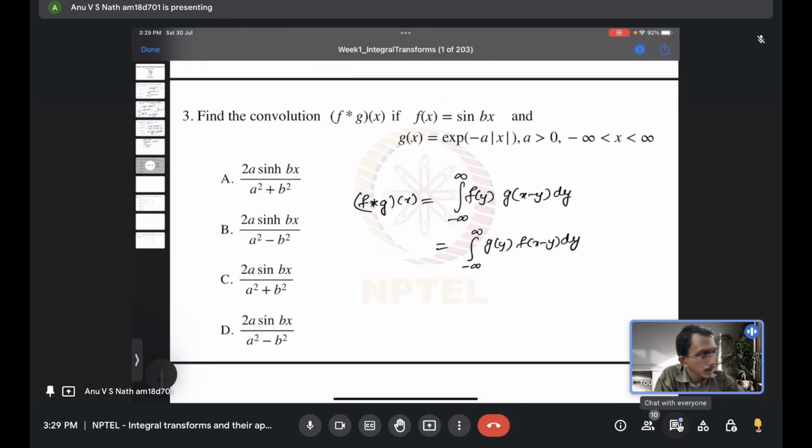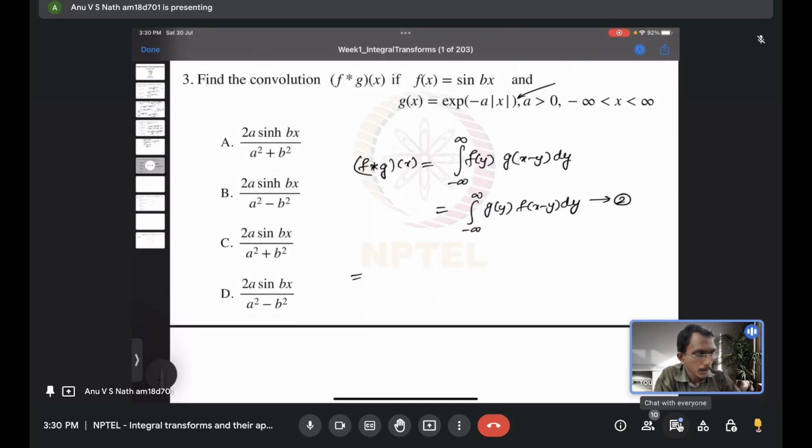Because of the particular nature of the modulus coming in the exponential term, I'm going to choose to represent that just in terms of the variable y alone, not the x minus y term. So it's easier to choose the second equation in that sense for that particular function.